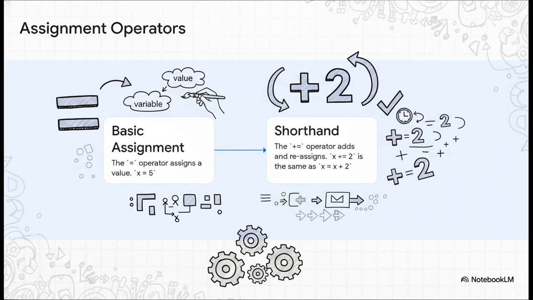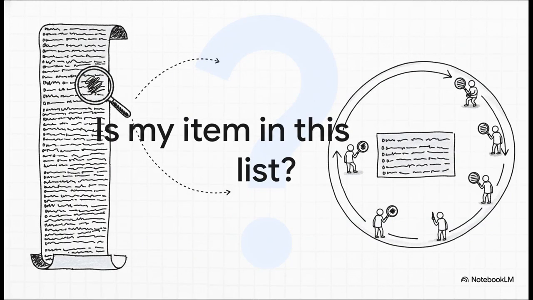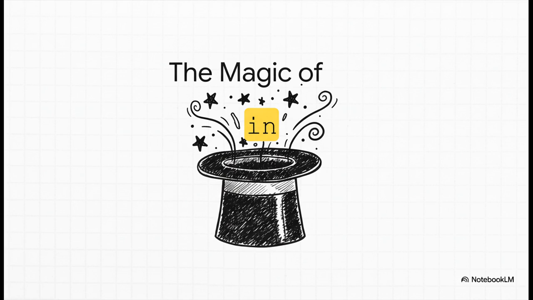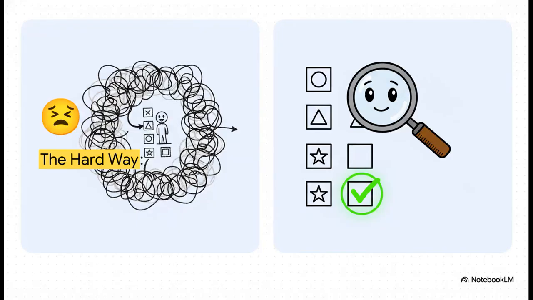Now, I want you to imagine you have this absolutely massive list of data, maybe thousands or even millions of usernames. How would you check if one specific username is already in that list? I mean, you could write a loop to check every single item one by one, but wow, that sounds like a lot of work. Or you could use one of Python's most elegant and powerful operators. This one honestly feels like a little bit of magic. It is the "in" operator. And the difference here is just staggering.